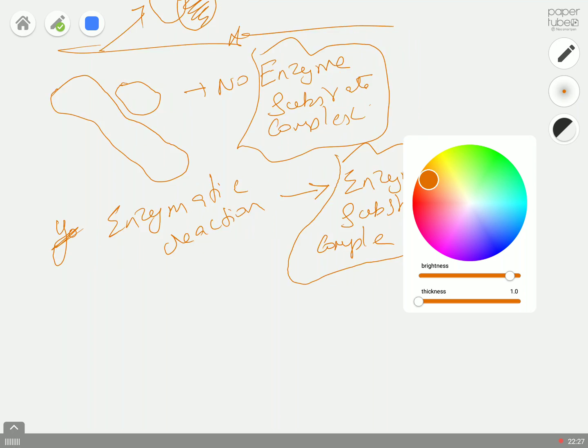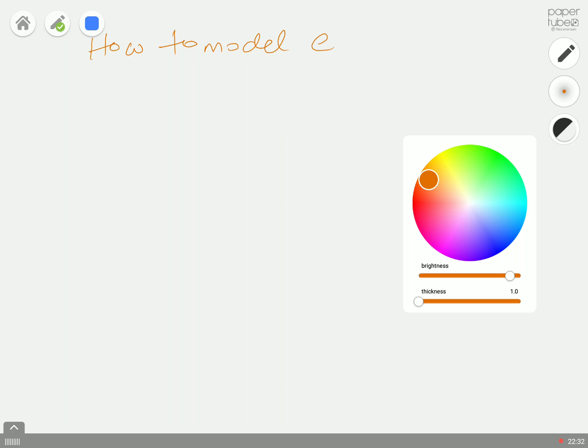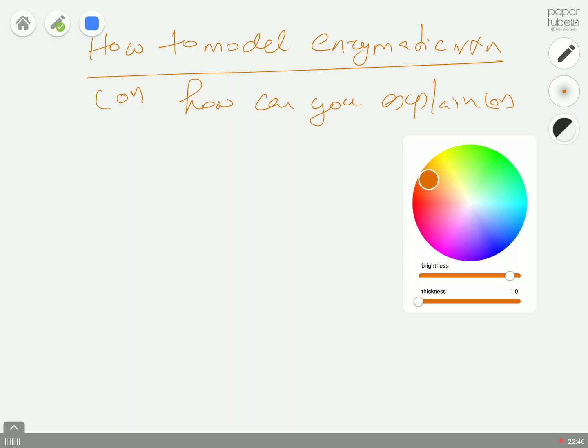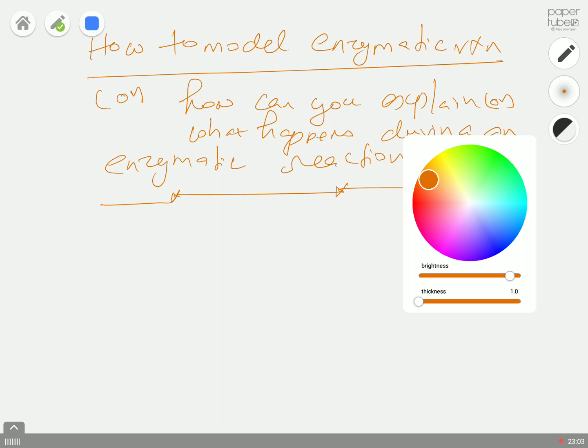So how to model an enzymatic reaction, or if you want, you can say, how can you explain what happens during an enzymatic reaction. We don't have to propose any new theory or hypothesis, because Leonard Michaelis, I don't know how to spell, and Maud Leonora Menten, they proposed some scientific or theoretical idea to explain what really happens in an enzymatic reaction.